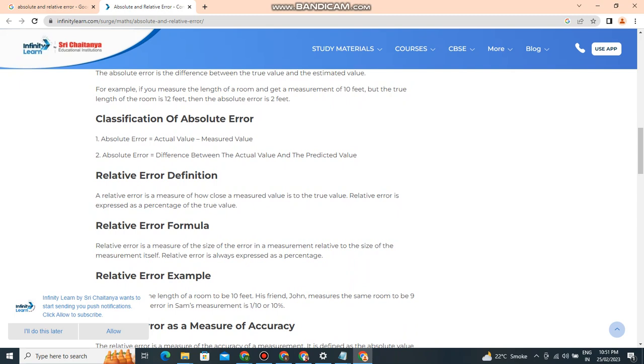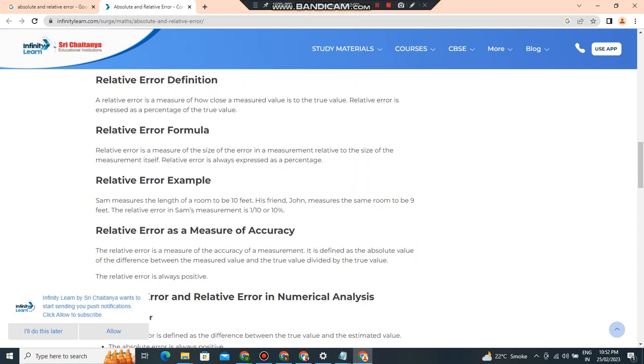Relative error definition: a relative error is a measure of how close a measured value is to the true value. Relative error is expressed as a percentage of the true value. Relative error is a measure of the size of the error in a measurement relative to the size of the measurement itself. Relative error is always expressed as a percentage.